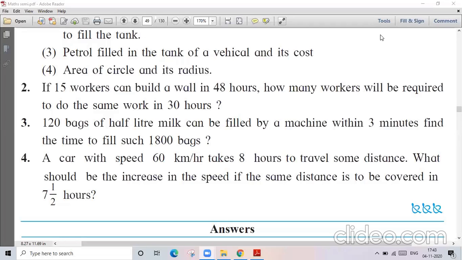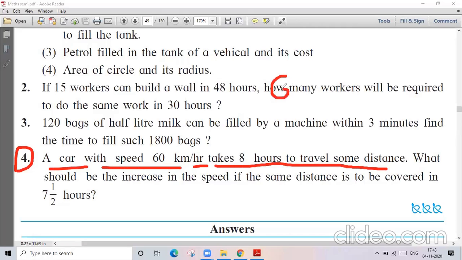Okay, so last question is what, guys? Question number 4. There is a car with the speed of 60 km per hour that takes 8 hours to travel some distance. So at 60 km per hour it will require 8 hours to complete the distance. Then what should be the increase in the speed?